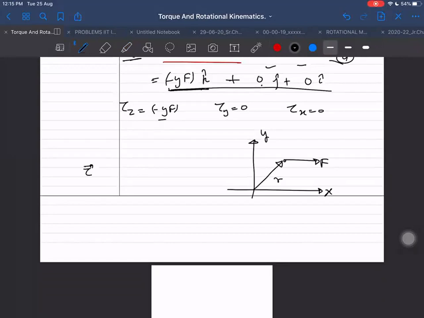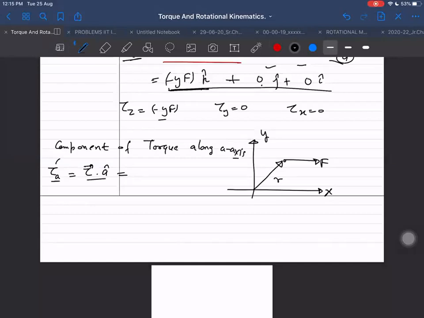Torque about an axis is equal to tau dot A cap, which I should represent as tau A. Tau A means the component of torque along the A axis. For example, if it is along the X axis, then I will say tau X. If it is along the Y axis, I will say tau Y. If it is along the A axis, then I will say tau A. Is it okay? Okay, sir. Right. So it is tau dot A cap.